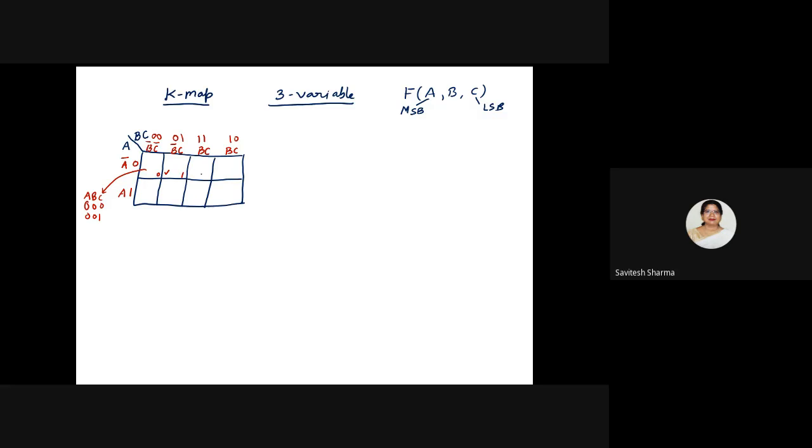Next, see the intersection. Tell me the equivalent. A is 0, BC is 1 1. So what is the decimal equivalent? It is 3. So I will write cell number 3. Next cell, please convert. 2. Very good, 2. Next, tell me the decimal equivalent for this. 4.